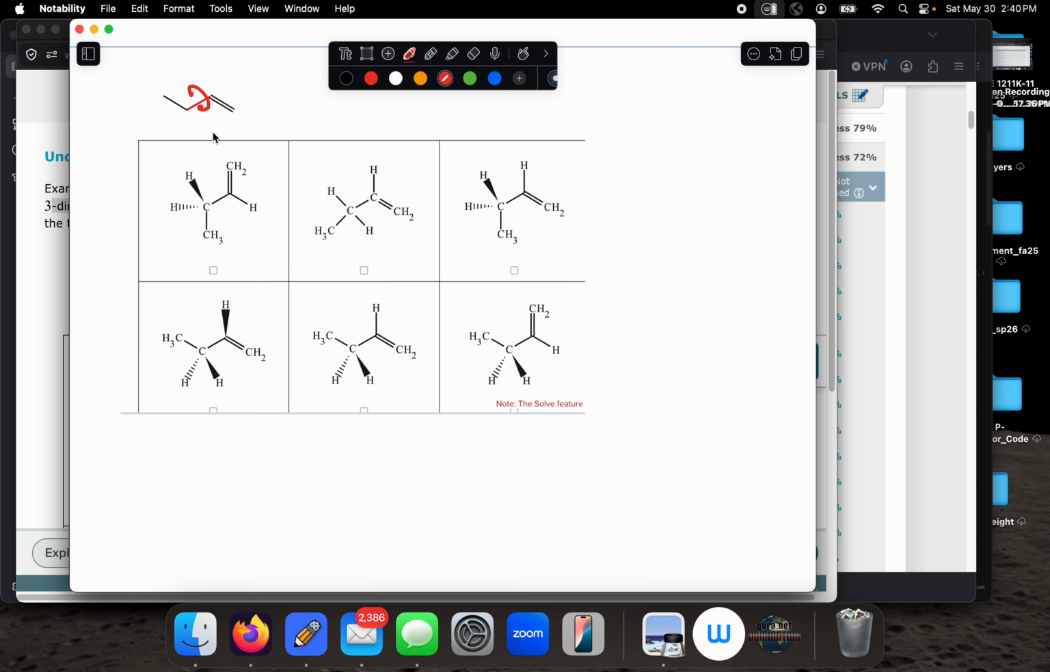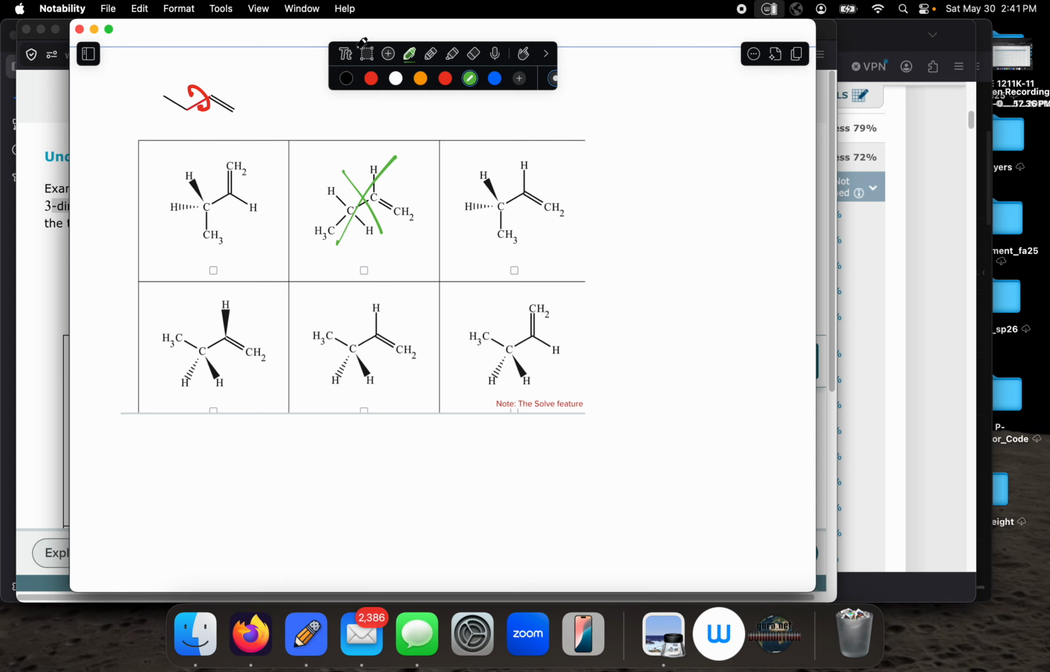Oh, this is weird. This could be it, right? We see the same thing here. You see it? Okay, so that could be it. This cannot be a 3D arrangement because this is not 3D. There's no hashes and wedges here. No hashes and wedges. This could be it because you got rotation.